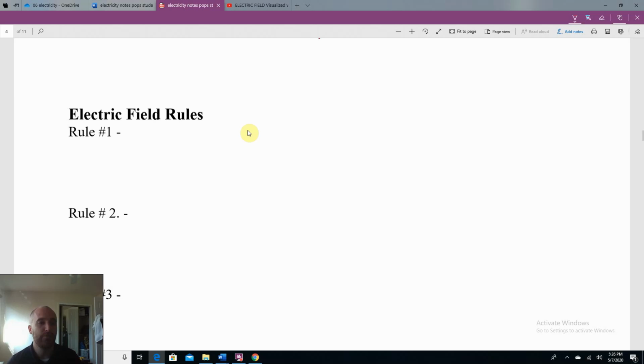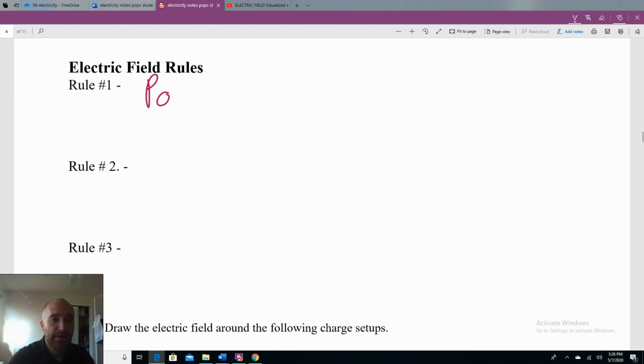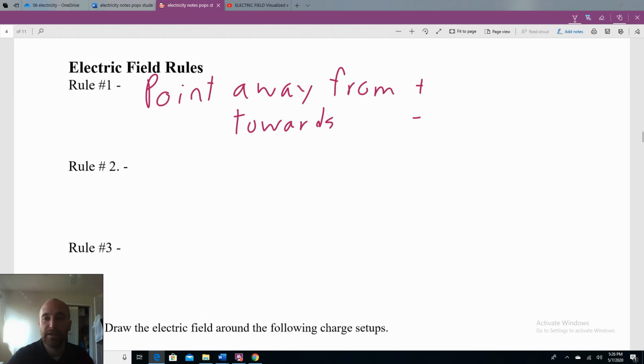Our first rule, rule number 1, is probably the most important one, or at least the one I'm going to ask you about the most: electric fields always point... So electric fields, we draw them with arrows, and those arrows always have to point away from positive charges, and they always have to point towards negative charges. That's the rule that, whoever got to this first decided that's how we're going to do it, so that's how we're going to do it. Electric fields always point away from positive charges and towards negative charges.